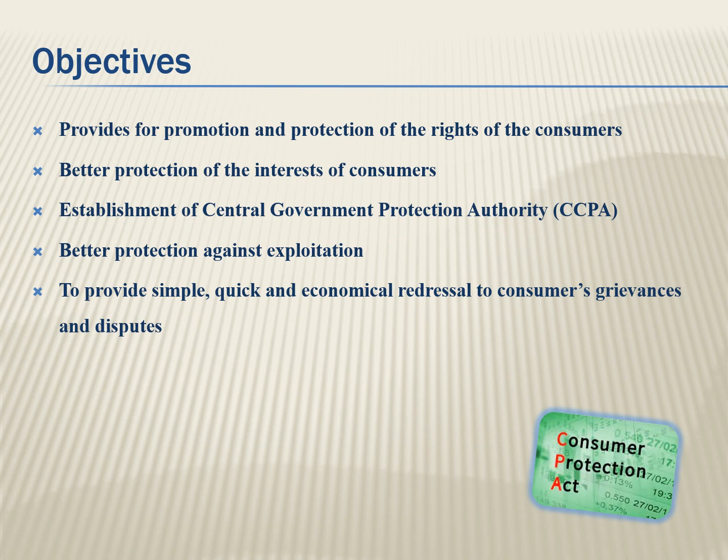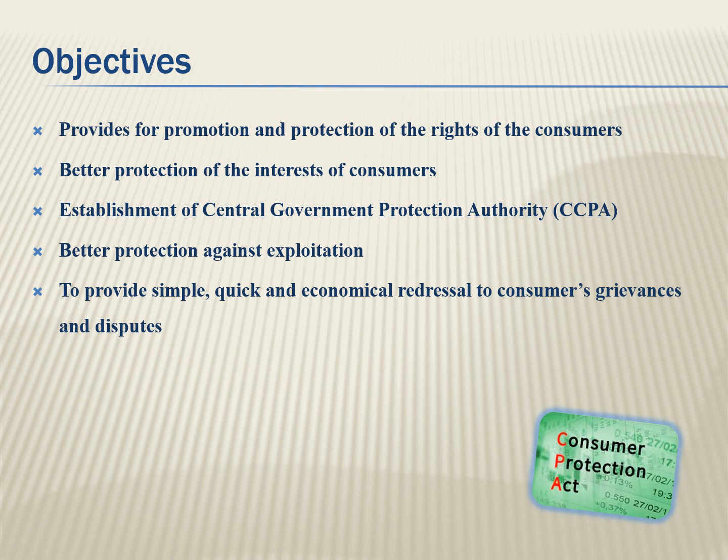Next, we are going to study the objectives of the Consumer Protection Act. The first and foremost objective is to provide for promotion and protection of the rights of the consumers. As mentioned earlier, the basic aim of the Act is to promote and to protect the five important rights of a consumer. The next objective is better protection of the interests of the consumers. The Act provides for the establishment of consumer dispute redressal forums for the protection of the interests of the consumers.